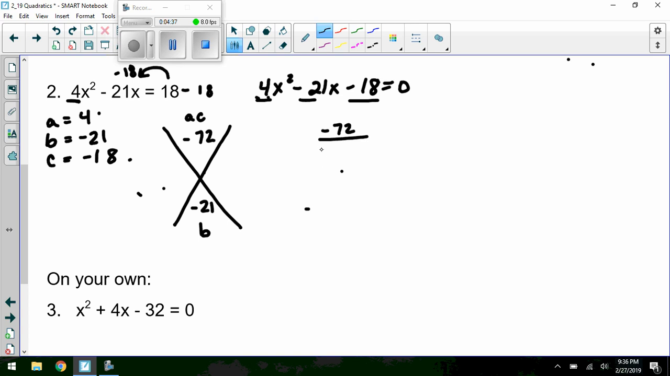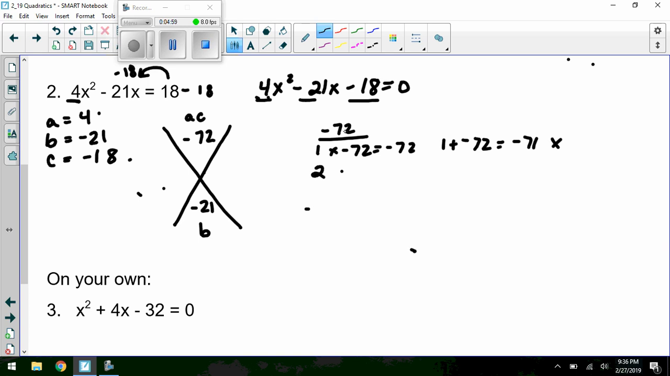-72. I know that I can go 1 times -72 is -72, but 1 plus -72 is -71. Definitely not my right answer. I'm looking for numbers that when I add them, they're going to add up to -21, remember.